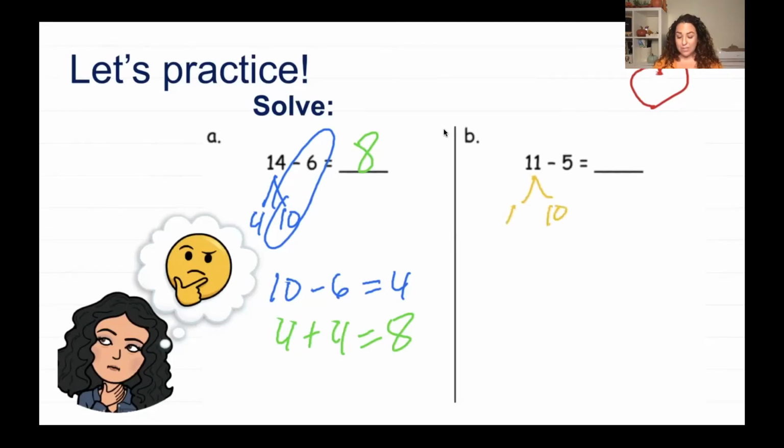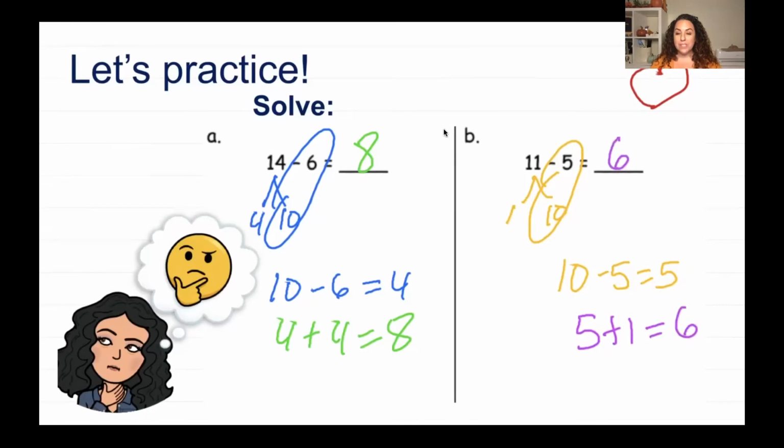So that's a 1 and a 10, and now I have 10 take away 5. So I'm going to subtract and find the difference. So 10 take away 5 equals 5, but I'm not done yet. I have this number left. So what do I have to do? I have to take the difference and this, and I have to add them together. So I have 5 plus 1 equals 6. So that means that 11 take away 5 equals 6.